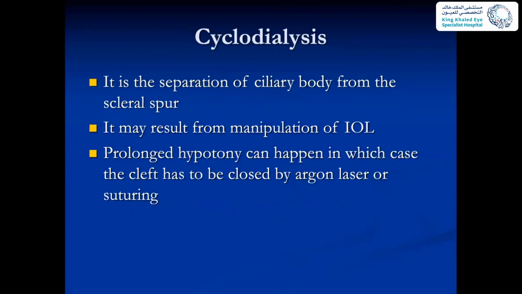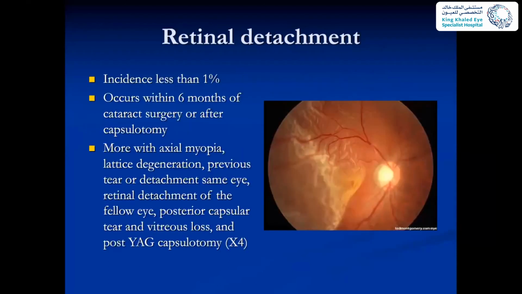Cyclodialysis, the patient will present with decreased intraocular pressure, and there will be separation of the ciliary body from the scleral spur. It might result from manipulation of the IOL extensively. A prolonged hypotony can happen, in which case the cleft has to be closed either by argon laser or by suturing.